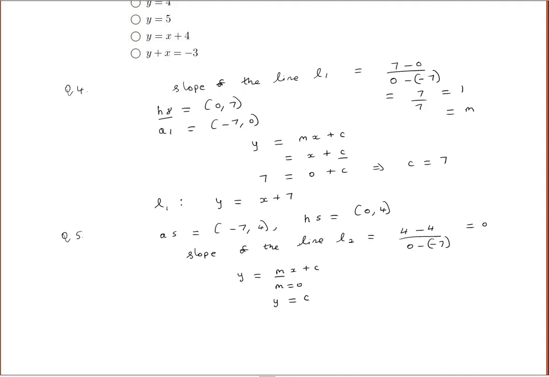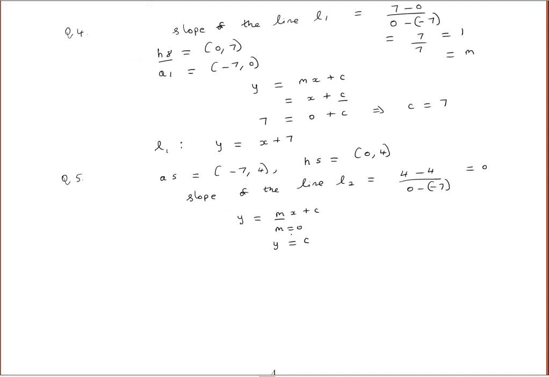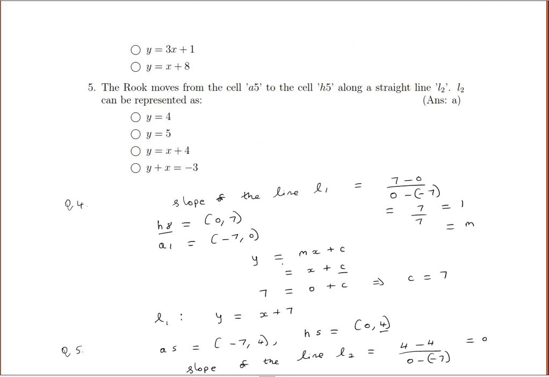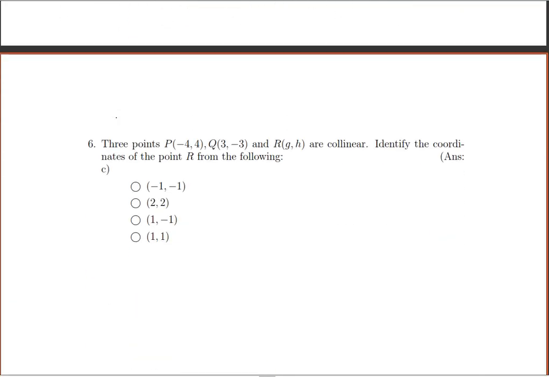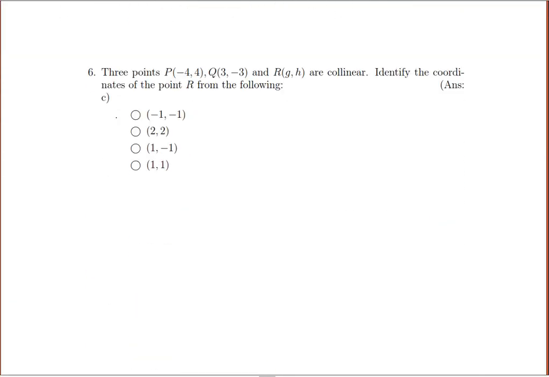To find the value of the constant c, we substitute one of these points. We take H5 and substitute here. We note that the y value is 4. So c has to be equal to 4. So the equation of line L2 becomes y equal to 4. So here in the question, option A is the correct answer. Then moving on to question 6.